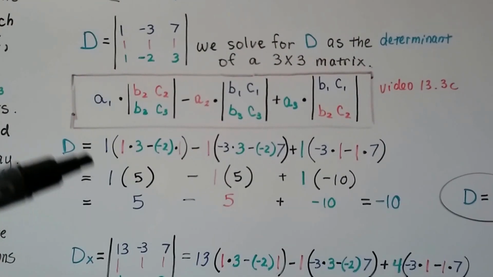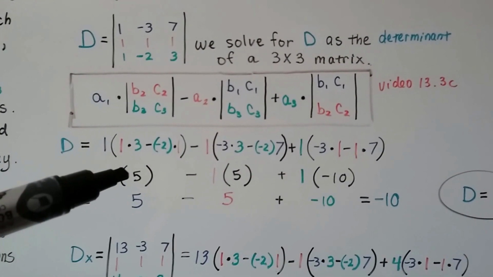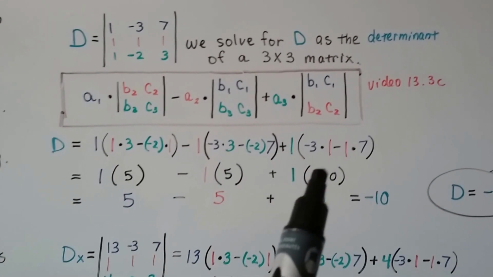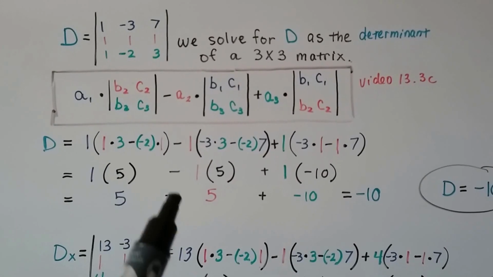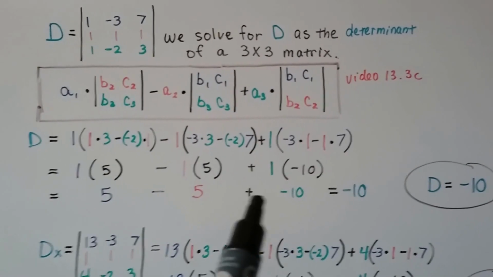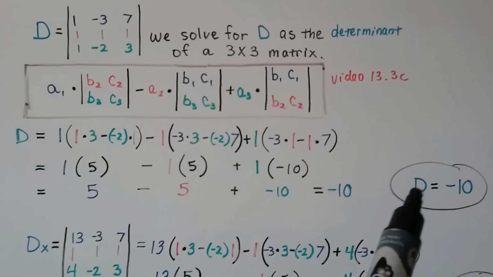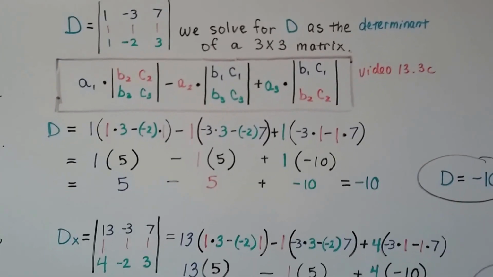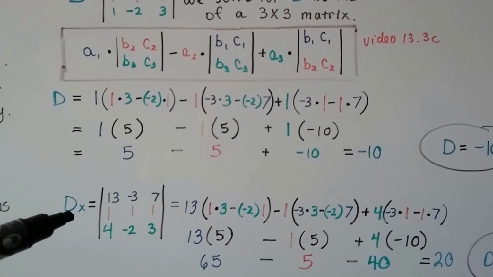All right? So this becomes 1 times 5 minus a 1 times 5 plus a 1 times a -10. That gives us a 5 minus a 5. That's a 0 plus a -10. So we know the value for D is a -10. We know our denominator is going to be a -10. Now we find the D sub x1.